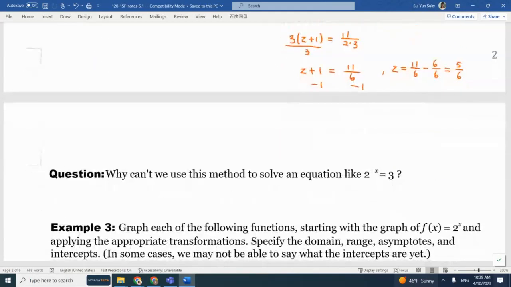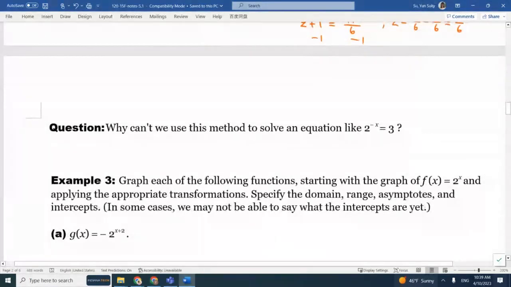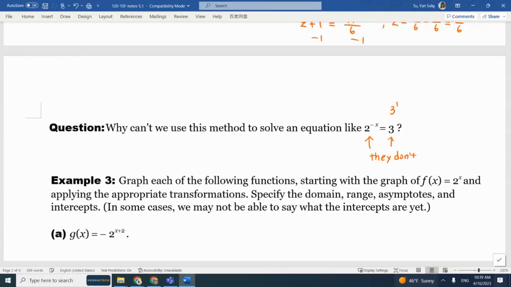All right. Questions. Why can't we use this method to solve an equation like 2 to the minus x equals 3? The problem is, this is like 2 to the negative x. This is like, what, 3 to the 1? They don't have the same base. So we cannot use this method to solve equations like that if they don't have the same base. Right? And we will introduce in the next section the logarithm function, which can help us to solve such equations.